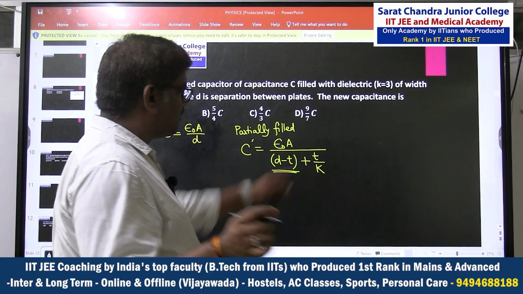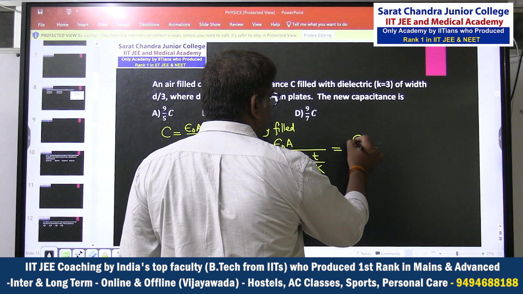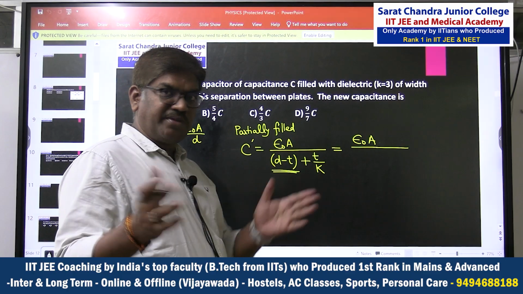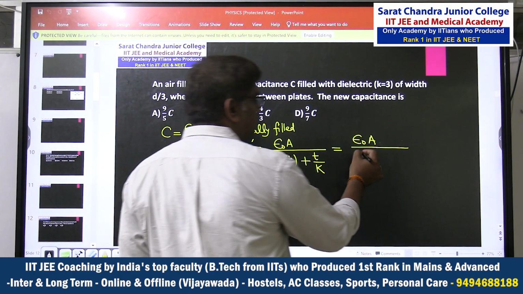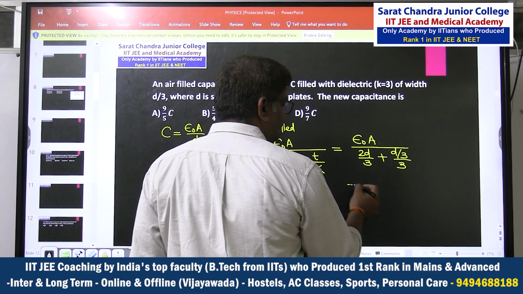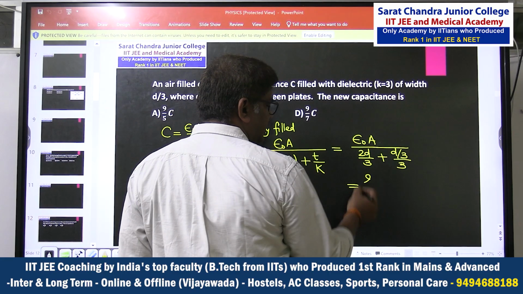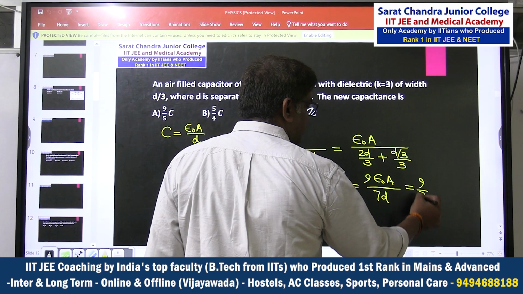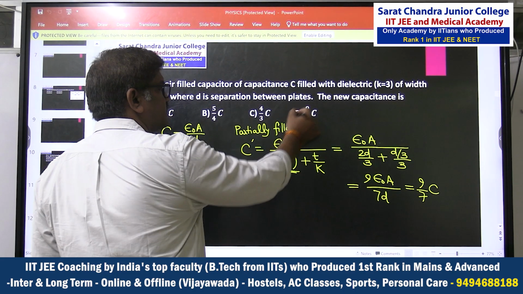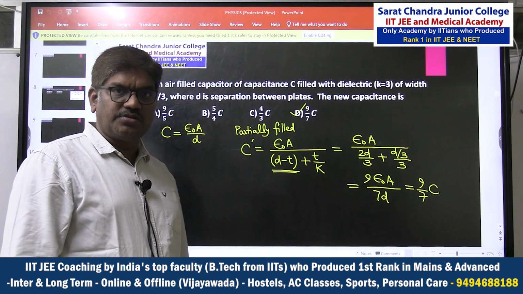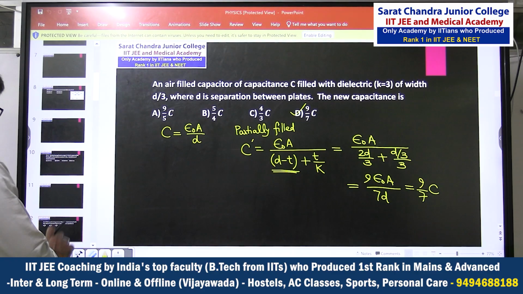So t is the thickness of the slab, and the dielectric constant is K. Now here if I put these values, what we are getting is epsilon naught A upon d minus t. Since the width is d by 3, that means the remaining distance will be 2d by 3. So directly I can replace this as 2d by 3 plus thickness d by 3 over the dielectric constant, which is 3. And we can solve it. So 9 is the LCM. It is epsilon naught A by 7d, which is 9 by 7 into C. So the correct answer is D. All right. So again, a direct question based on the definition. No thought process, no multi-concept question.